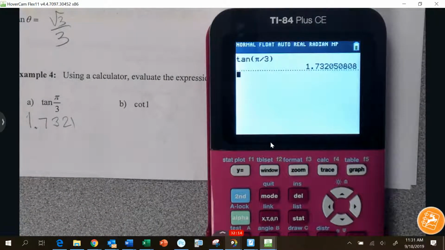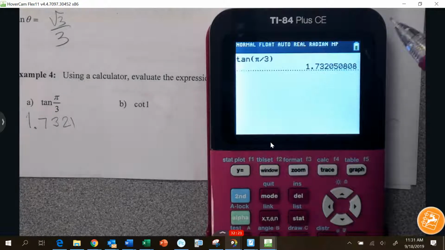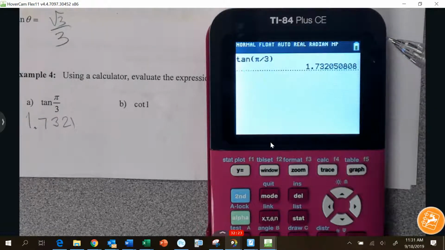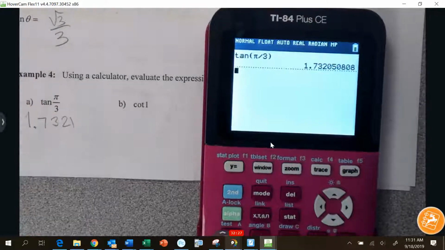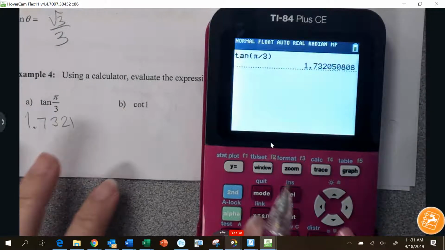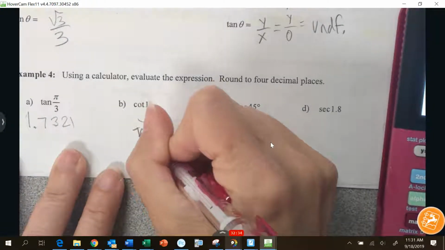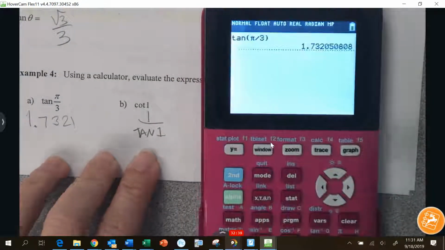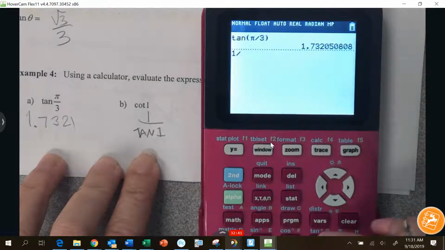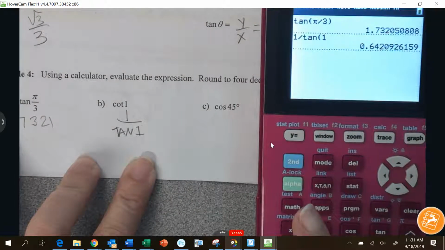Next, do we need to be in degree mode or in radian mode? Cotangent 1. Why is it radian mode? Because there's no degree symbol. Excellent. You guys are picking these things up. How do I type in cotangent, though? 1 over tangent, and then the 1 is the theta. That has to stay with the tangent. 0.6421.